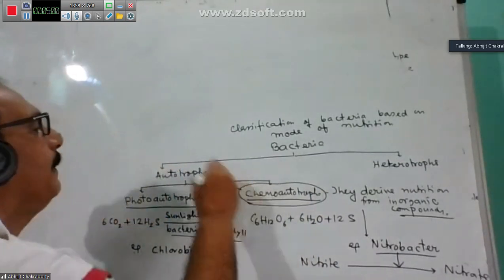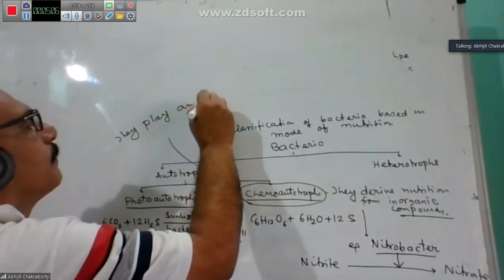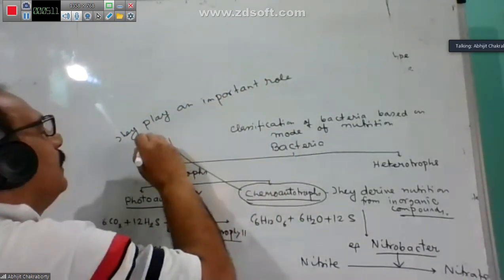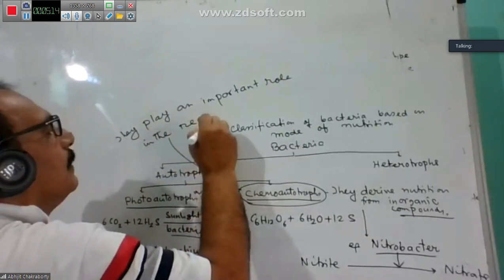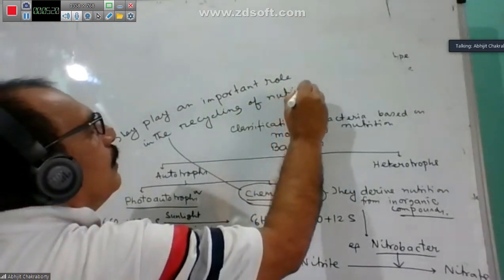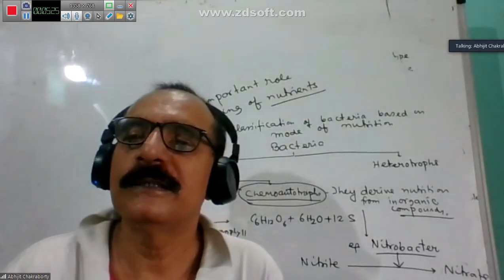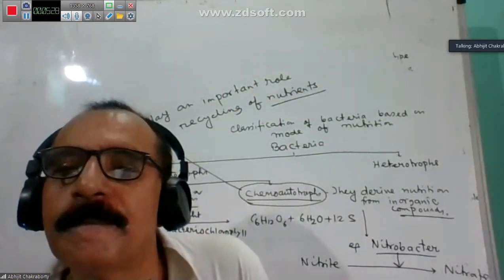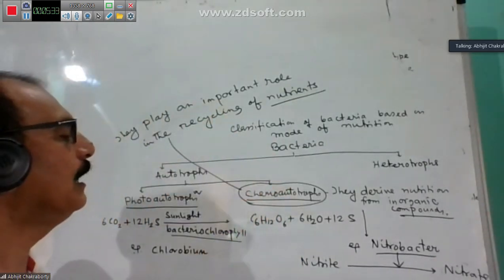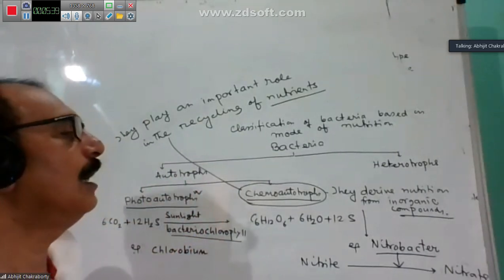Remember this thing, they play an important role in the recycling of nutrients like nitrogen, phosphorus, etc. So, this is what about the chemoautotrophs. Already I gave you the example. Then comes to the heterotrophs.